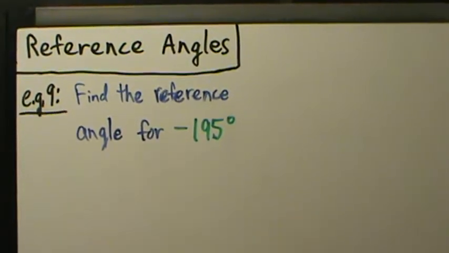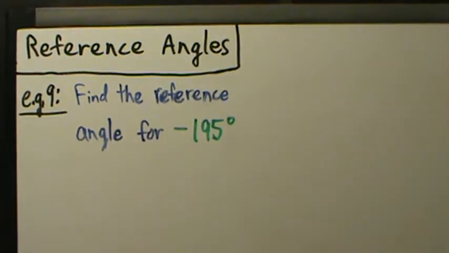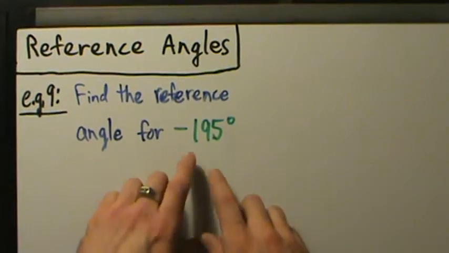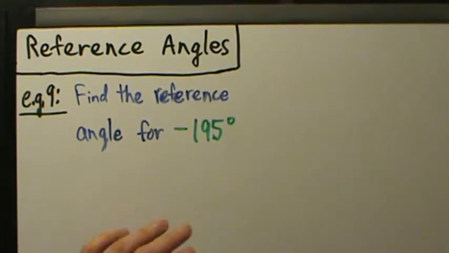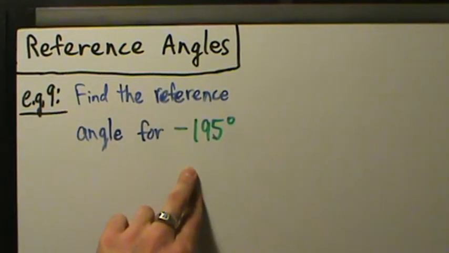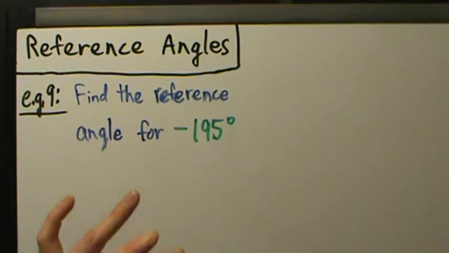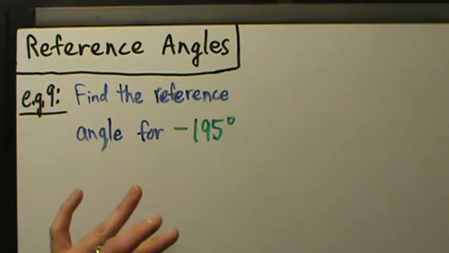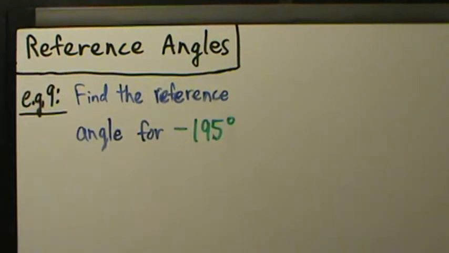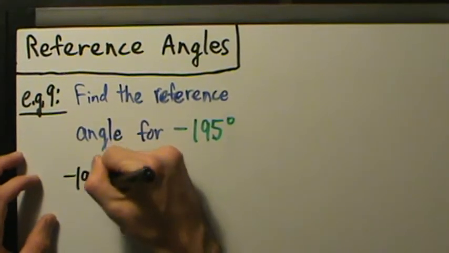Okay, so just like we always do, the first thing we ask ourselves is, is this between 0 and 360 degrees? No, it's not, right? It's less than 0 degrees. So what we do, remember, is find the coterminal angle between 0 degrees and 360 degrees. Because remember, coterminal angles, by definition, have the same reference angles, because the reference angle is defined in terms of the terminal side of the angle, and coterminal angles have the same terminal side. So anyway, negative 195 degrees.